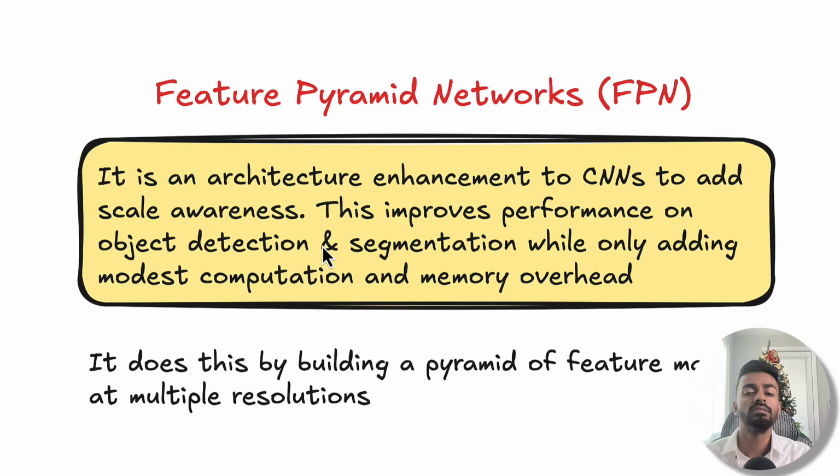Now that's going to do it for quiz time, but before we go, let's generate a summary. In this video, we took a look at feature pyramid networks, which is an architecture enhancement to CNNs to add scale awareness. And this can improve performance on object detection and segmentation while only adding modest computation and memory overhead costs.